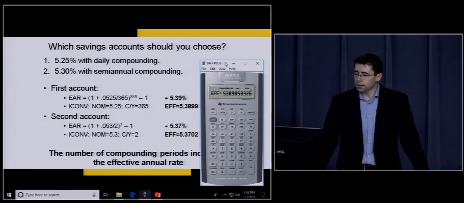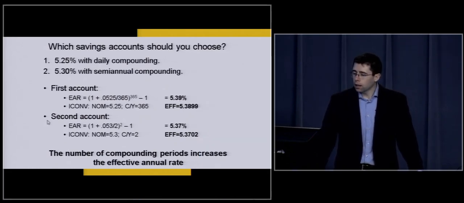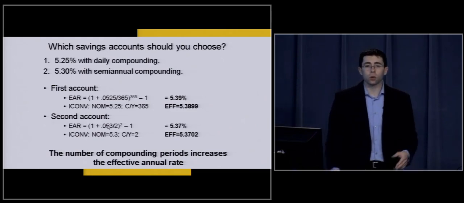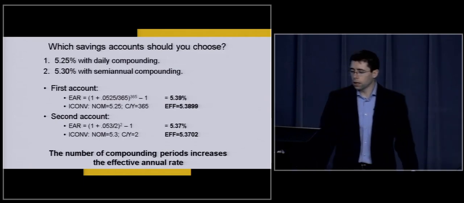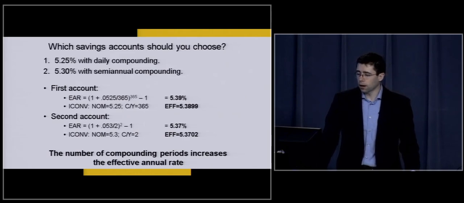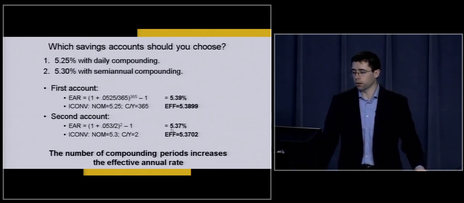All right, now let's work on the second account. Well, with our second account, we have semi-annual compounding, which means that we have 2 compounding periods per year. So what we're going to do is take our APR of 5.3%, divide that by 2, because that's the number of compounding periods per year we have, add 1, and take that entire quantity to the power of 2, or the number of compounding periods per year, and subtract 1. That's going to give us our EAR. In this case, our EAR, using the formula, is 5.37%.